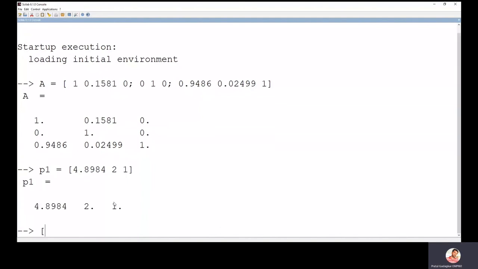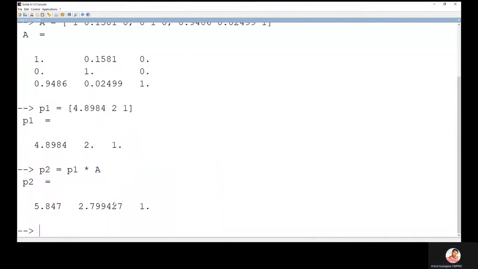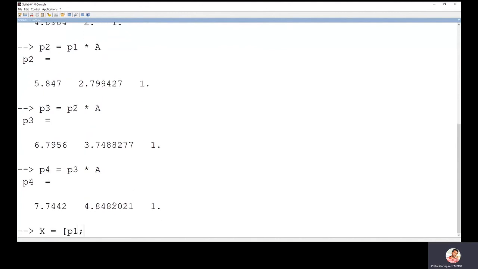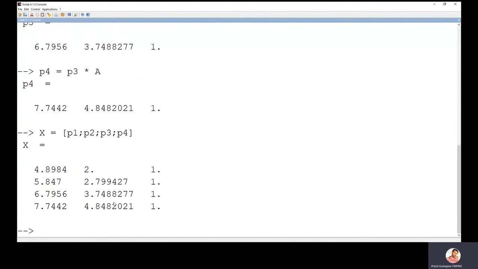Then p2 will be equal to p1 star A, p3 is p2 star A, p4 is p3 star A. So these are the 4 points that I'm writing together now: p1, p2, p3 and p4. Now we will plot them in GeoGebra.